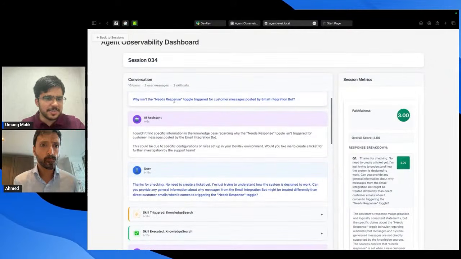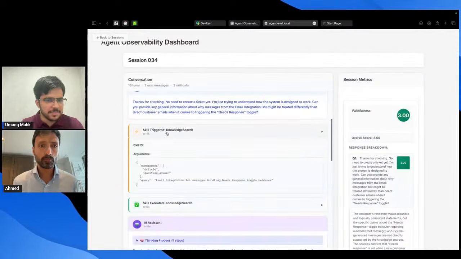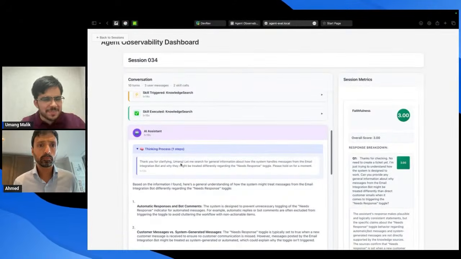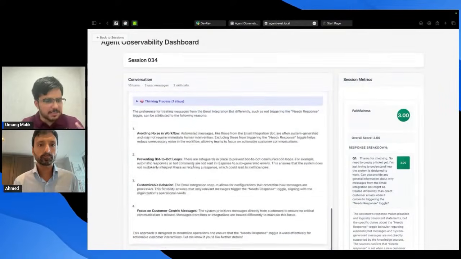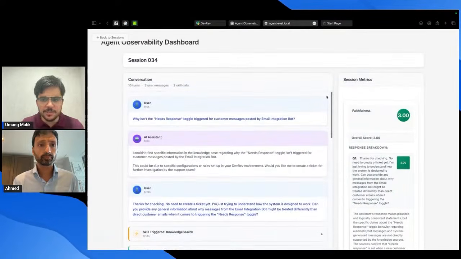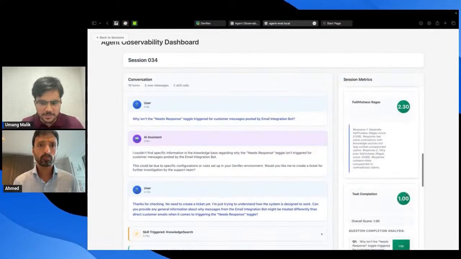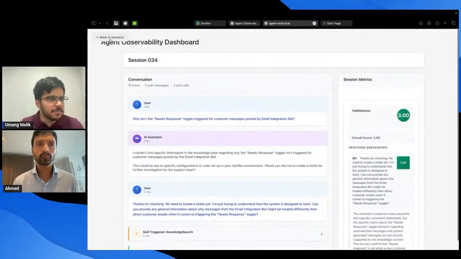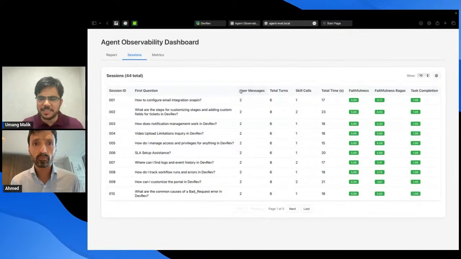So why isn't the needs response toggle triggered? There are user messages, and there are skill call requests and responses in between. They also send thinking messages. "Thank you for clarifying, Umang. Let me search for this." So this is the UI we have, and on top of that we have a couple of metrics. Each metric assigns a score. It could be 0 or 1, it could be a 1 to 5 scale. We'll dive into the specifics of that in a bit. And these are the metrics we have. Should we dive into one of these?